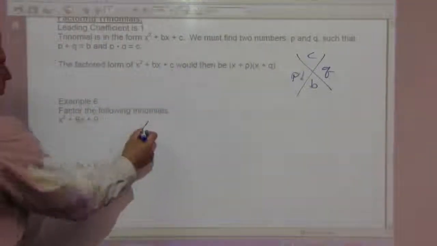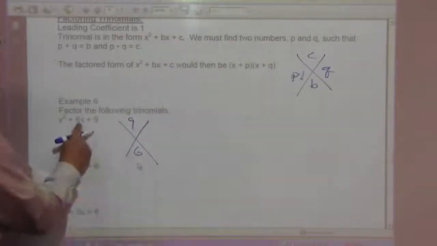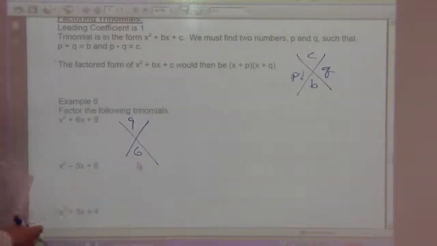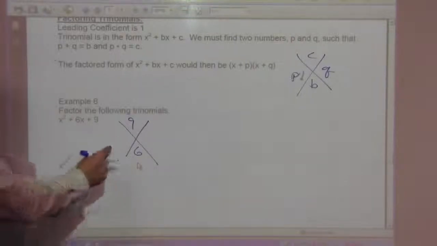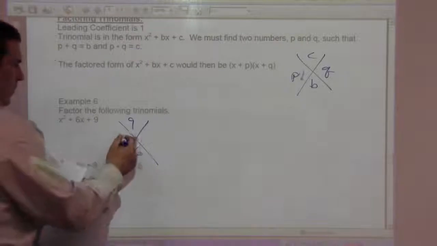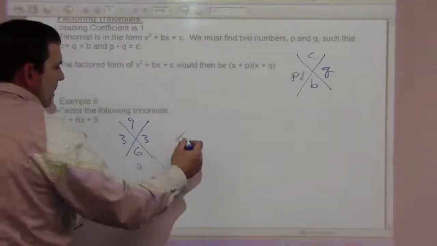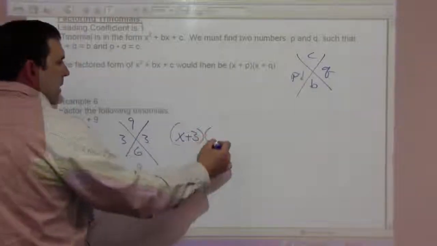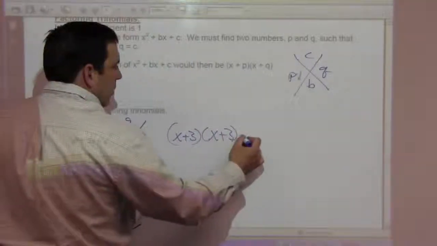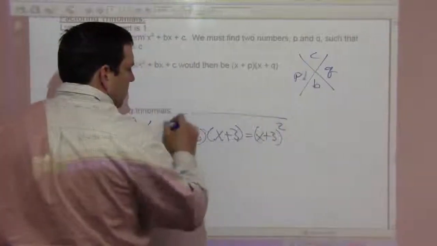So in this first one, we're going to put the 9 on top, that's the constant, the 6 goes down below, that's the coefficient of x. What are two numbers that add to be 6 and multiply to be 9? 3 and 3. So it's x plus 3 times x plus 3, which is x plus 3 squared.